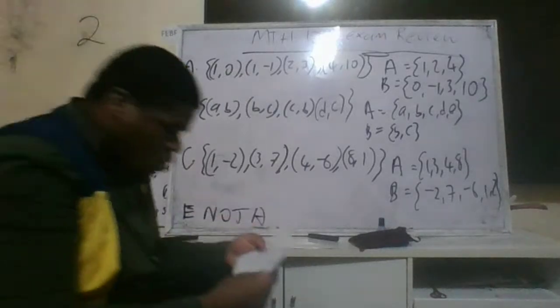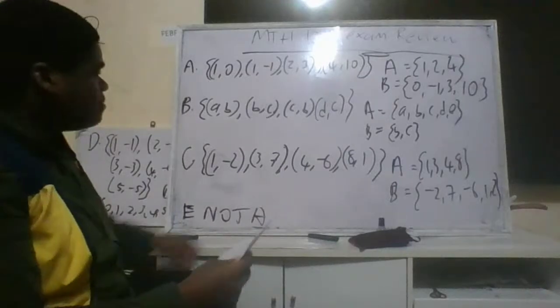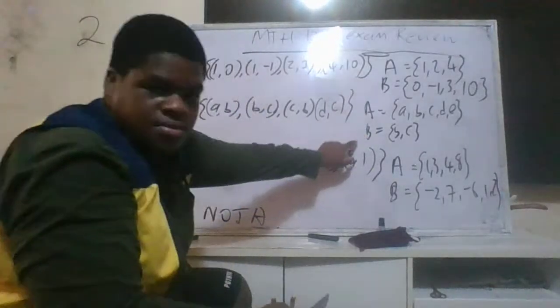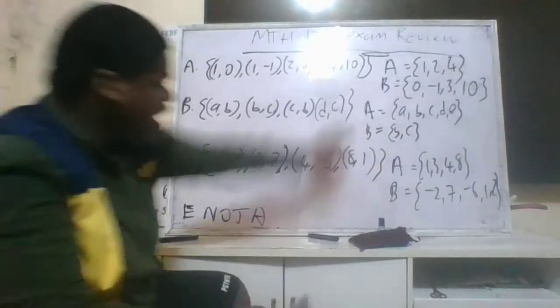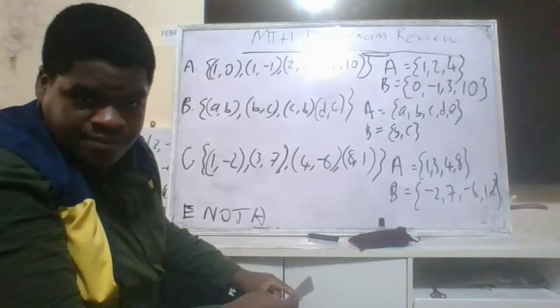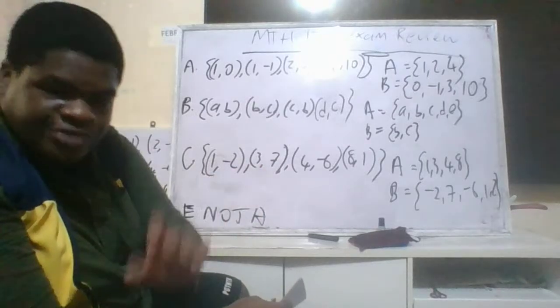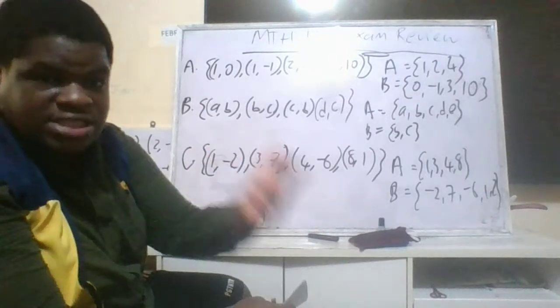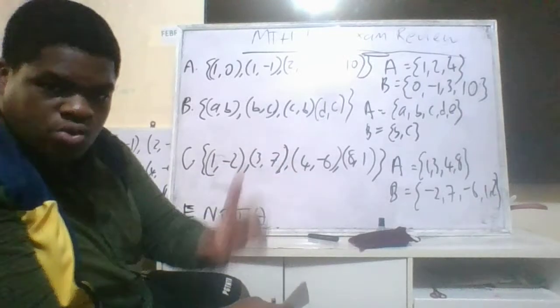The question says, which of the following relations is a function from A to B? That means A is mapped to B. A is our domain, while B is our range. No, A is our domain, while B is our codomain. It is the domain mapped to the codomain. The domain is not necessarily mapped to the range because there may be other elements in the codomain that are not inside the range. So the domain is mapped to the codomain.